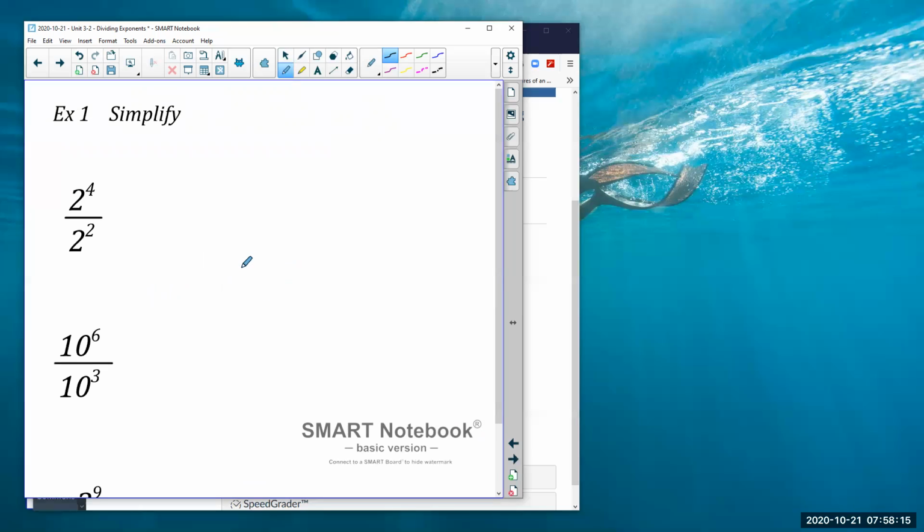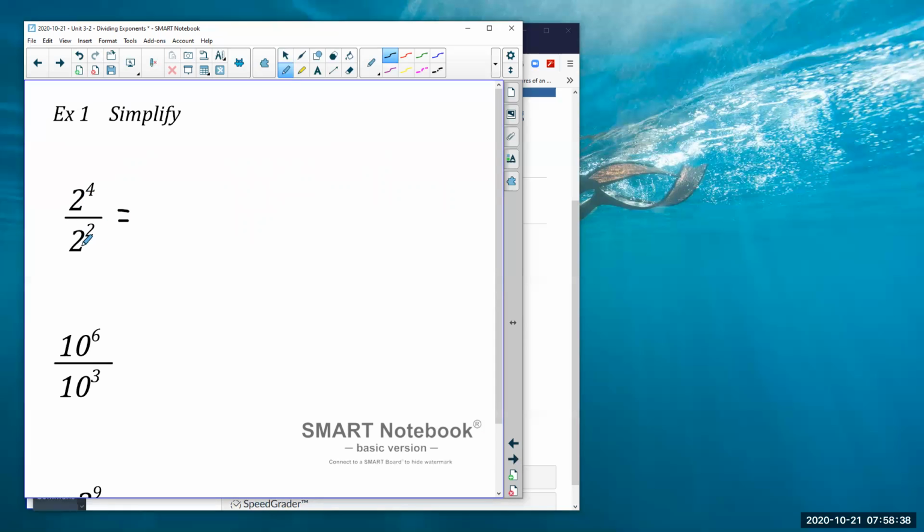So if we look at some quick examples here, again, I could do this numerically. I could say 2 to the 4th, 2, 4, 8, 16. So that's 16 divided by 4. This should work out to be 4. But if I use the rule for dividing exponents, I can just simply subtract these.